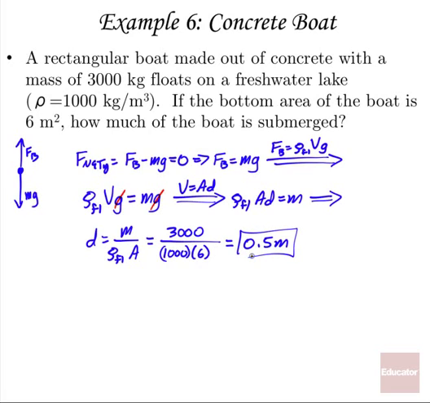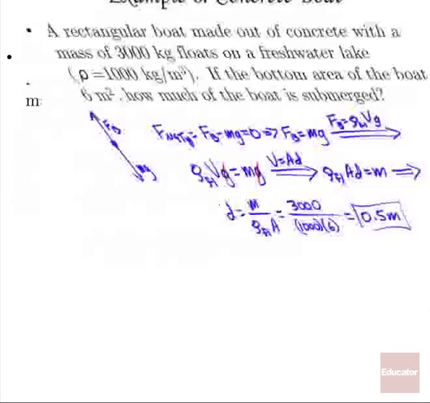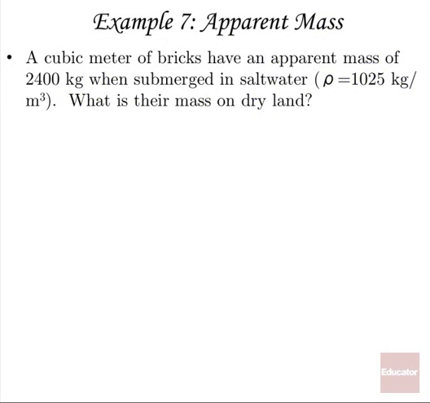All right, let's take a look at a problem of apparent mass. A cubic meter of bricks have an apparent mass of about 2,400 kilograms when they're submerged in salt water with a density of 1025 kilograms per cubic meter. What is their mass on dry land? Well, what does that mean? Let's think about this for a second.